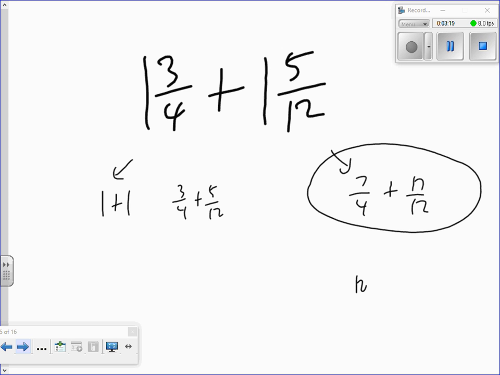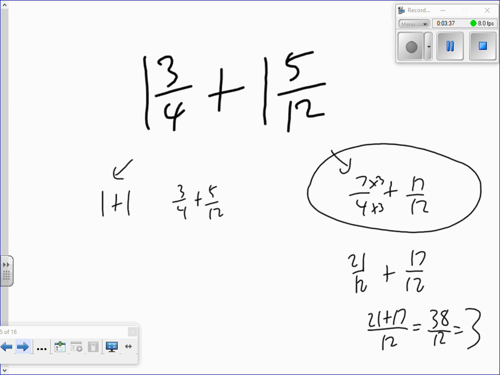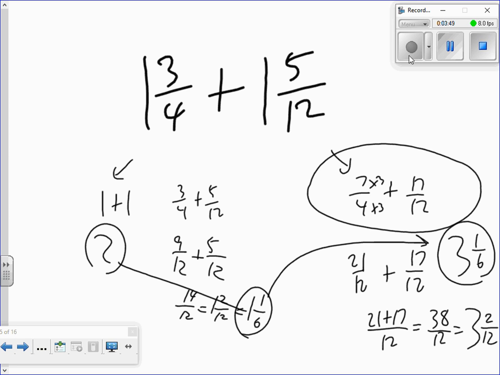Your common denominator would be 12. The equivalent fraction to 7/4 is 21 over 12. And a step most people forget to do is add the numerators and keep the denominators, giving you 38/12, which is 3. That's 36. And 2/12, which in lowest terms is 3 and 1/6. If you did it the other way, you ended up getting 1 plus 1 is 2. You added your fraction parts to get 14/12 or 1 2/12, which is 1 1/6. And when you put 2 and 1/6 together, you ended up with the same answer as 3 1/6.